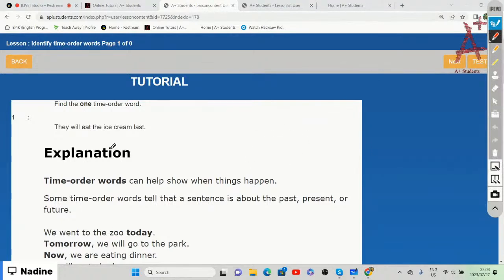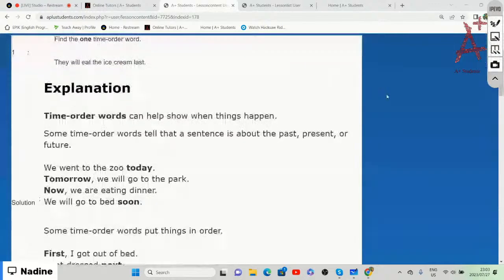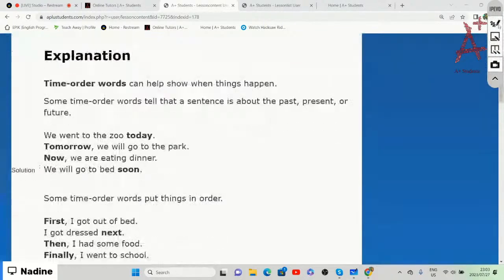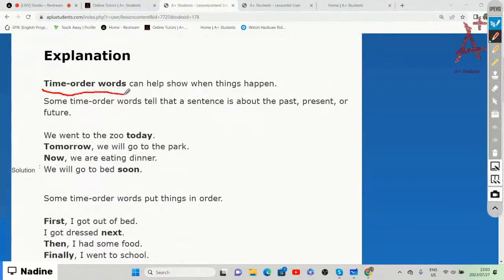Time and order words, right? It says that time and order words can show when things happen. So time order words can help show when things happen. Some time order words tell that a sentence is about the past, the present, or the future. So basically it tells us what the sentence is about, right? The time order words can tell us about the past, or about the present, or even about the future.